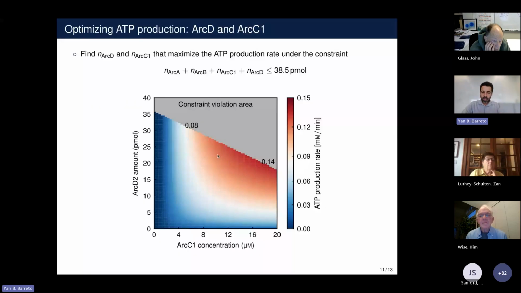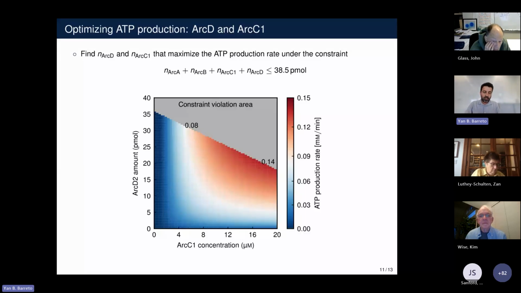And then we can write a program. I use Python to search for the maximum ATP production, given these ranges. You can see that only by varying ArcD and ArcC concentrations, we already almost double the ATP production. This would be very difficult to get only qualitatively. That's why the model helps a lot to find this maximum. We cannot test all the conditions in the lab. This is just impossible. And then the model helps narrow down the possibilities to be tested in the lab.